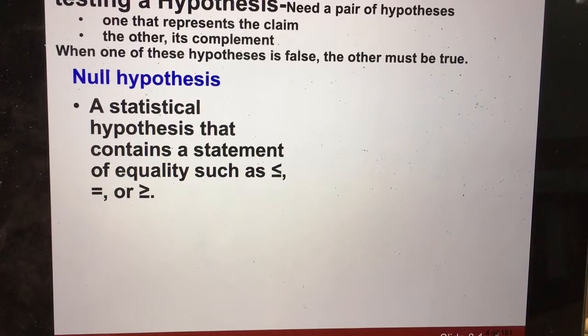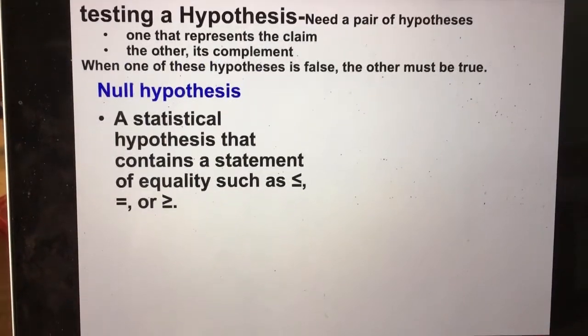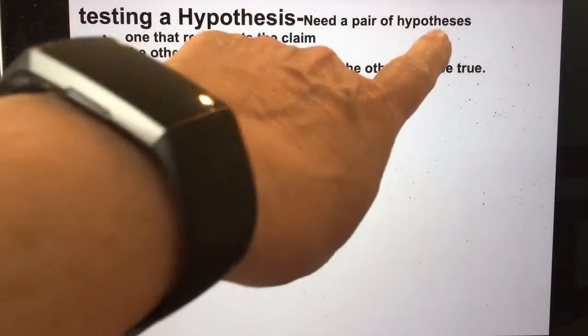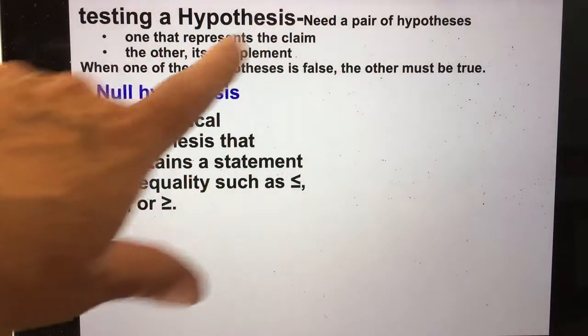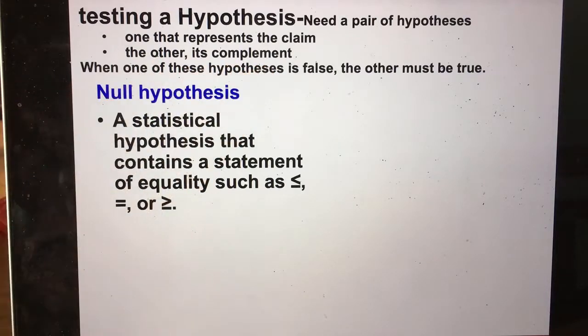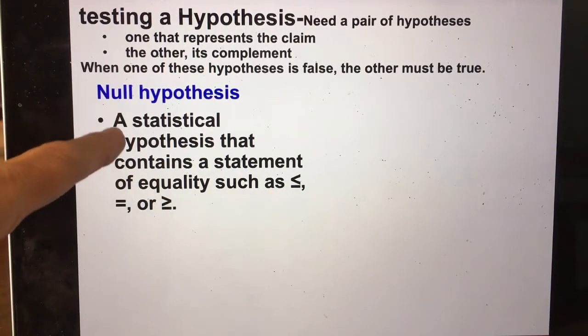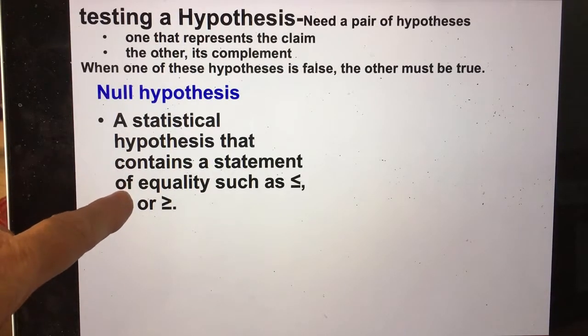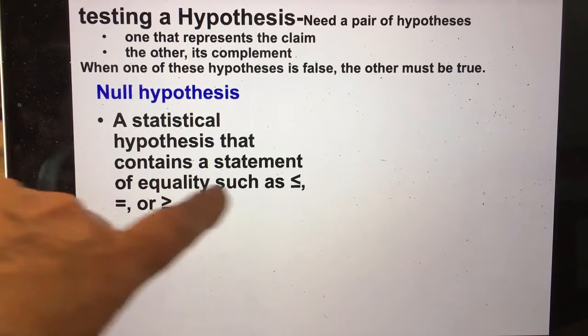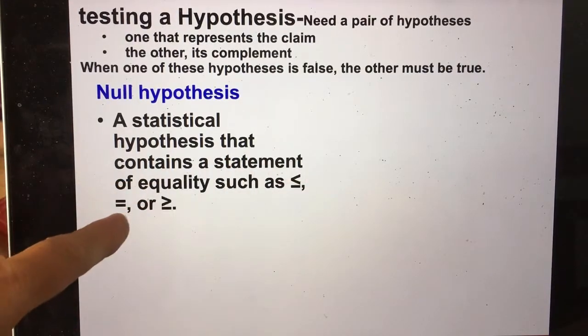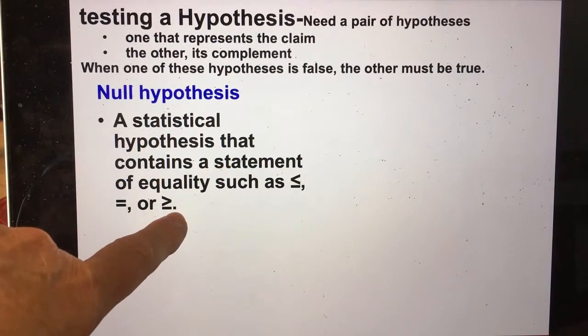Okay, so testing a hypothesis, you're going to need a pair of hypotheses. One that represents the claim, and the other is its complement. When one of these hypotheses is false, the other must be true. And so we're going to talk about what is a null hypothesis. The null hypothesis always has an equal portion in it. So it is a statistical hypothesis that contains a statement of equality such as less than or equal to, or greater than or equal to.